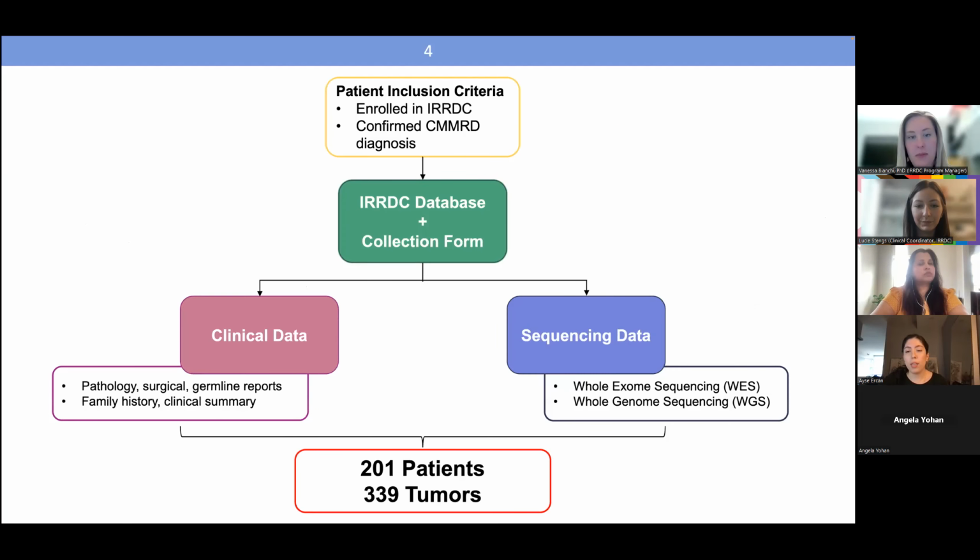So these are our methods. I'm not going to go into too much detail here, but the main thing that I really want to emphasize is that we have 201 patients that are confirmed CMMRD using established diagnostic criteria. We have tons of data on these patients, and notice the striking number of tumors that we have from these 201 patients in the study.